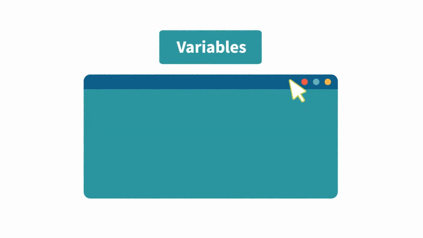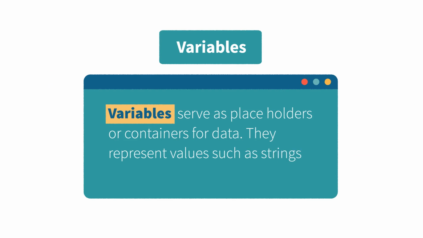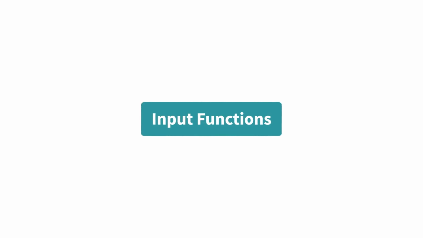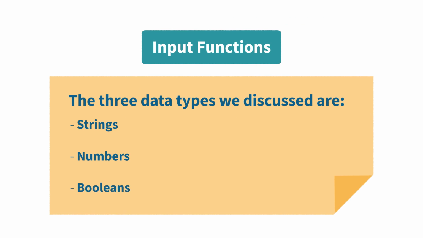We learned that variables serve as placeholders or containers for data. They represent values such as strings and numerical figures. We also learned that input functions allow users to input data. The three data types we discussed are strings, numbers, and booleans.